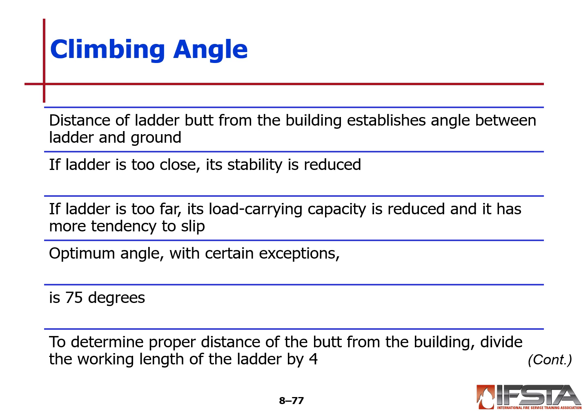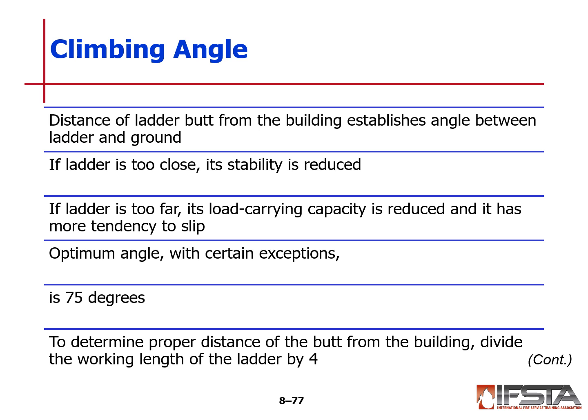So climbing angle, again, about 75 degrees. The distance of the ladder butt from the building establishes this angle between the ladder and the ground. If the ladder is too close, then it is less stable. If the ladder is too far, its load carrying capability is reduced and it has more tendency to slip away. So the optimum angle, with certain exceptions, is 75 degrees.